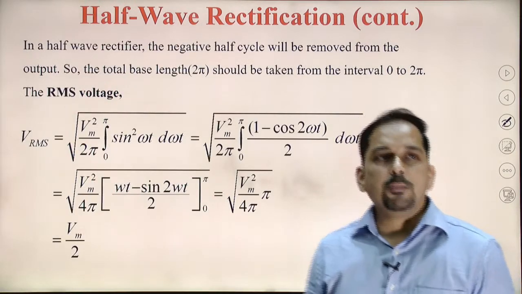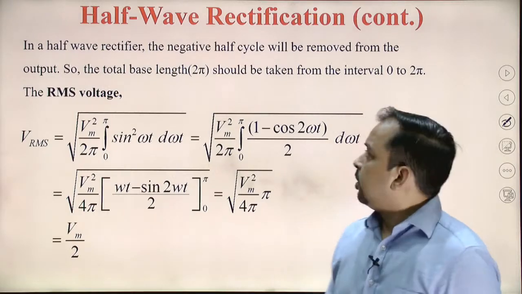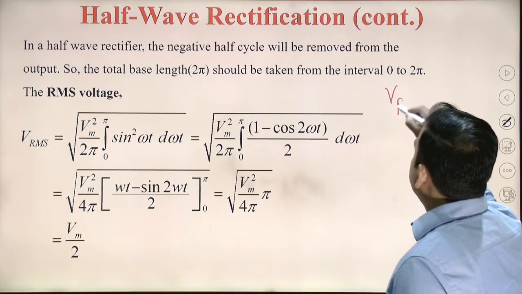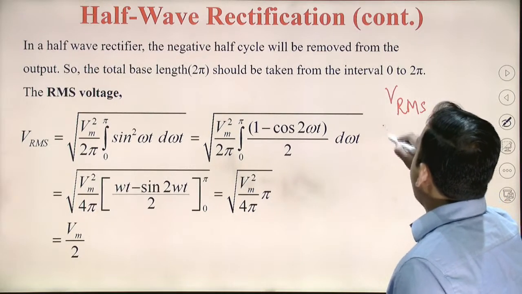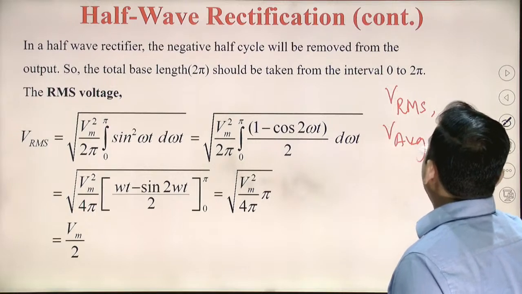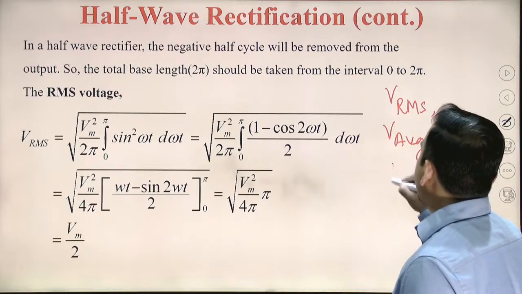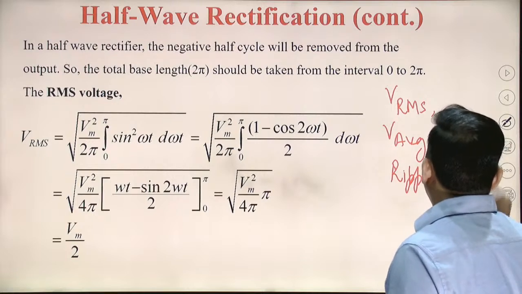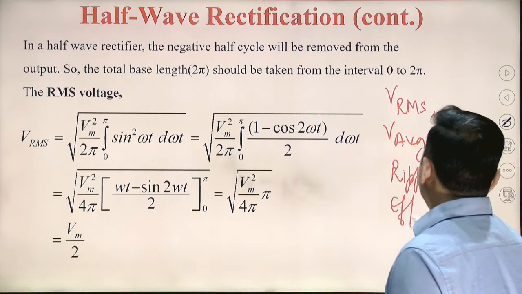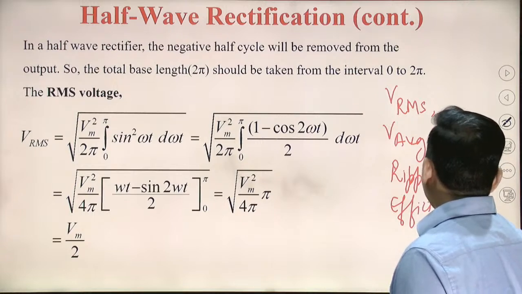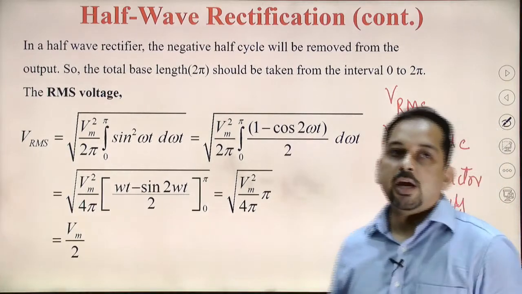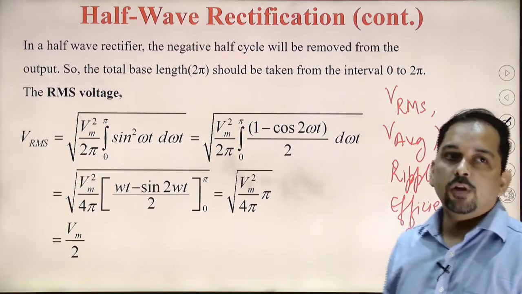There are some parameters associated with rectifiers. The names of these parameters are the RMS voltage, the average voltage or DC voltage, the ripple factor, the efficiency, and lastly the PIV rating of the diode. PIV stands for peak inverse voltage.